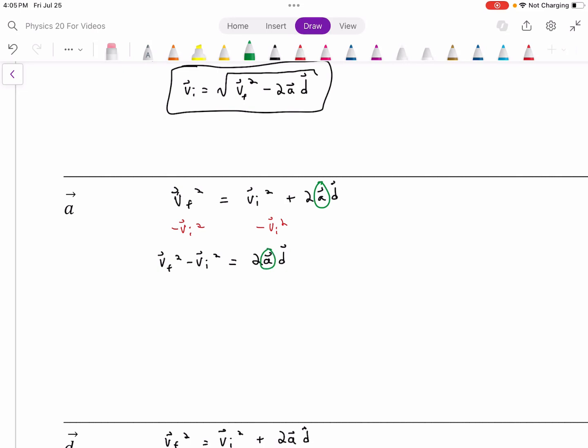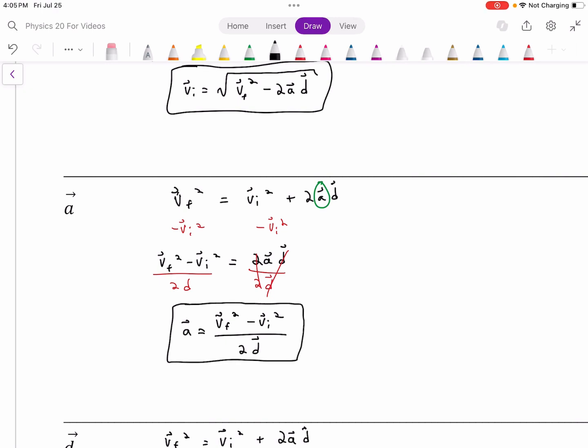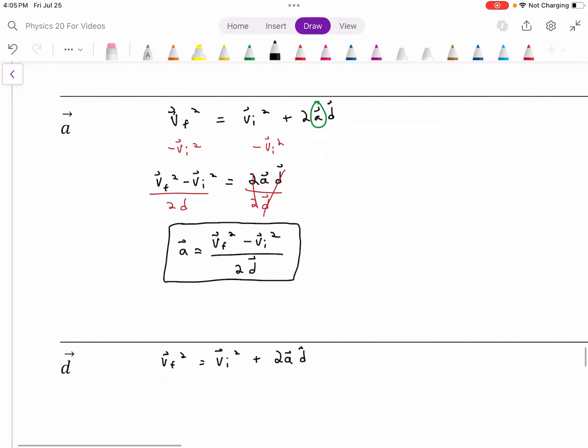And then, as always, we regroup. I want acceleration. It's being multiplied by 2 and the displacement. We could deal with those one at a time, or we could just say it's being multiplied by 2 and it's being multiplied by displacement, so let's divide by 2 and divide by displacement. That will undo those: 2 over 2 is 1, d over d is 1. And so we get the acceleration will be final velocity squared minus initial velocity squared divided by 2 times the displacement.